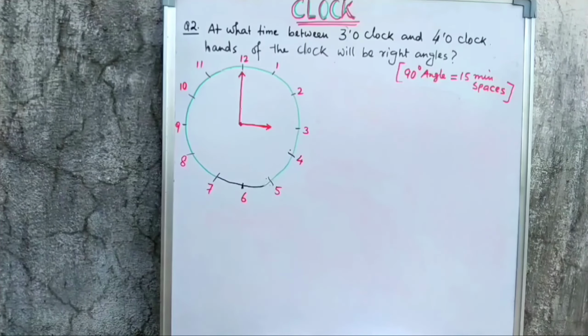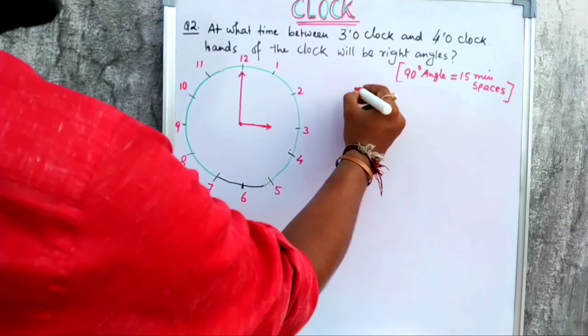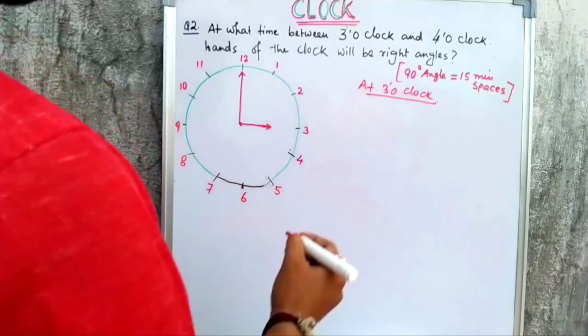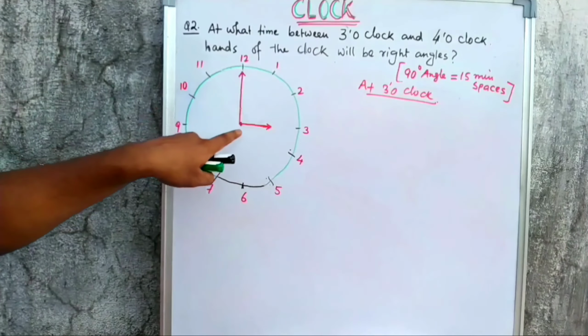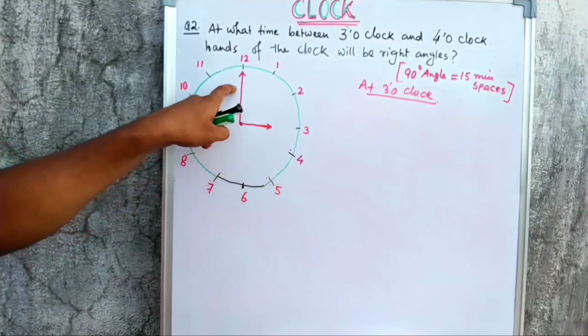At what time between 3 o'clock and 4 o'clock will the hands of the clock be at right angles? So the starting time is 3 o'clock. Just follow me, you can understand. At 3 o'clock, this is the arrangement: the hour hand towards 3 and the minute hand towards 12.